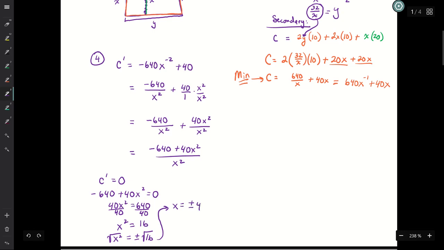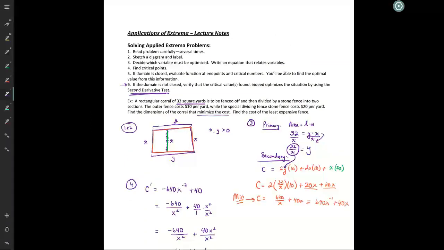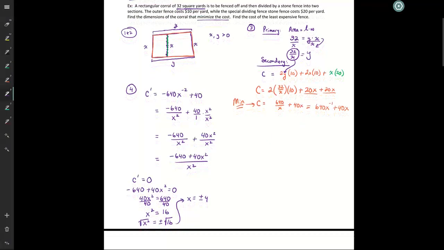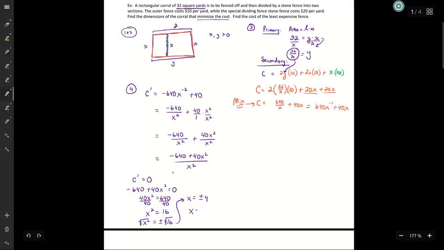Now in this one, we don't have what's called a closed interval. The only restrictions that we really have at this particular point is that my x and my y both have to be strictly greater than 0. We already discussed that it couldn't actually be equal to 0 or else a rectangle is not formed. So this is a problem where we don't have a closed domain. So that being the case, we just want to make sure that this x is bigger than 0. So that's going to take out the negative case. So x equals 4 is the only one that's bigger than 0. So we're going to take out the negative situation.